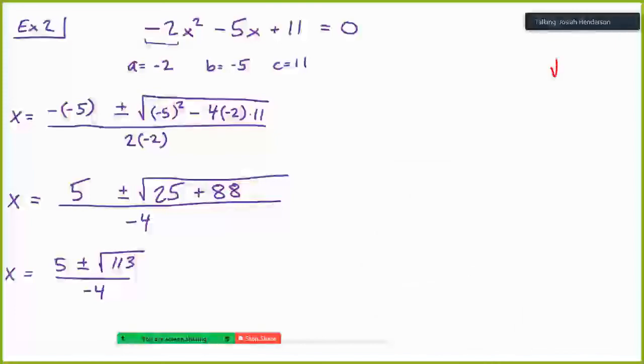So here's some side work. We want to reduce the square root of 113 as much as we can. We want to get as much out of the square root box as we can. So 113 factor tree. Let's see, I can't divide that by 2. It's not even, right? Divide it by 3 doesn't work. 4 doesn't work. 5 didn't work. 7 didn't work. I don't think it's going to work at all.